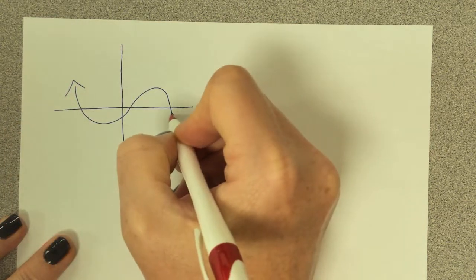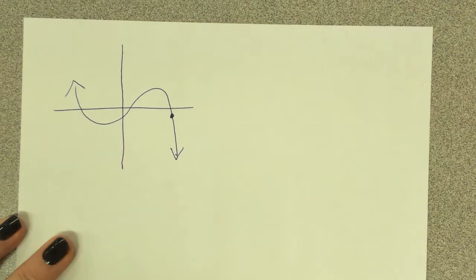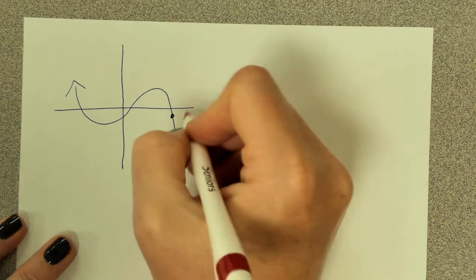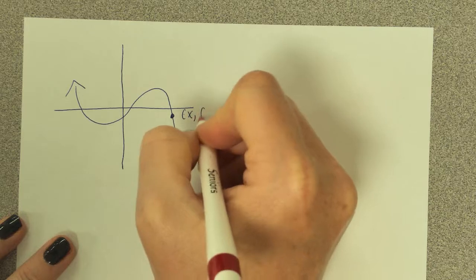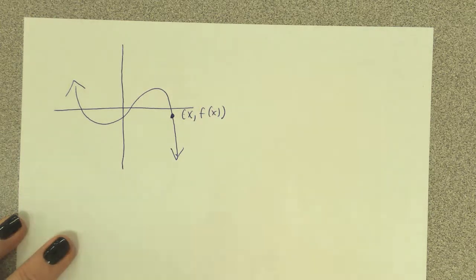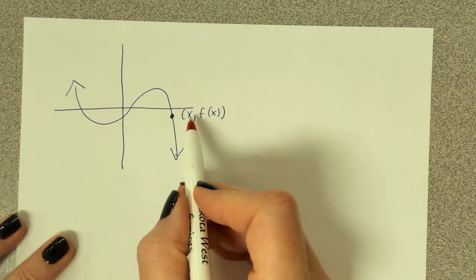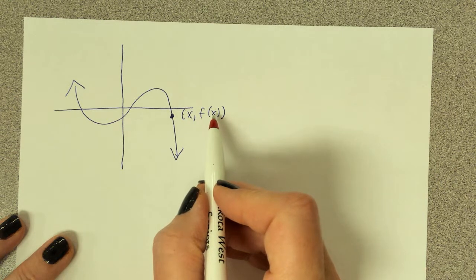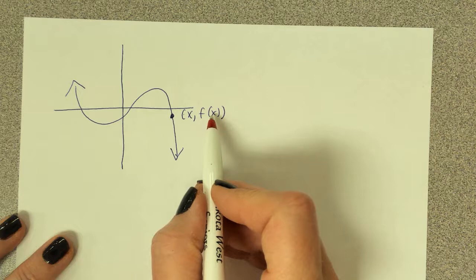So let's say that I have some polynomial function. And let's say that I'm trying to find the slope right here at this point. Well, I can call this point x, f of x. I don't know exactly what it is, but I know that if I have an x value, I'll just plug it into the function to find out what the y value is.